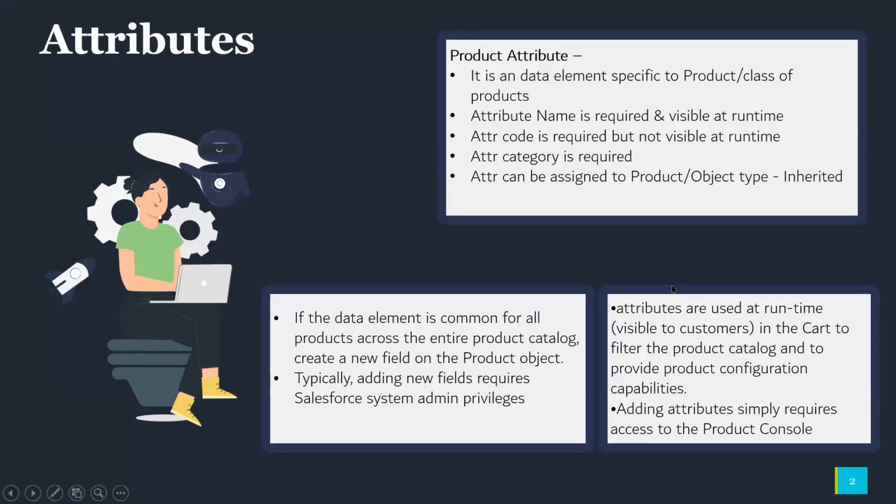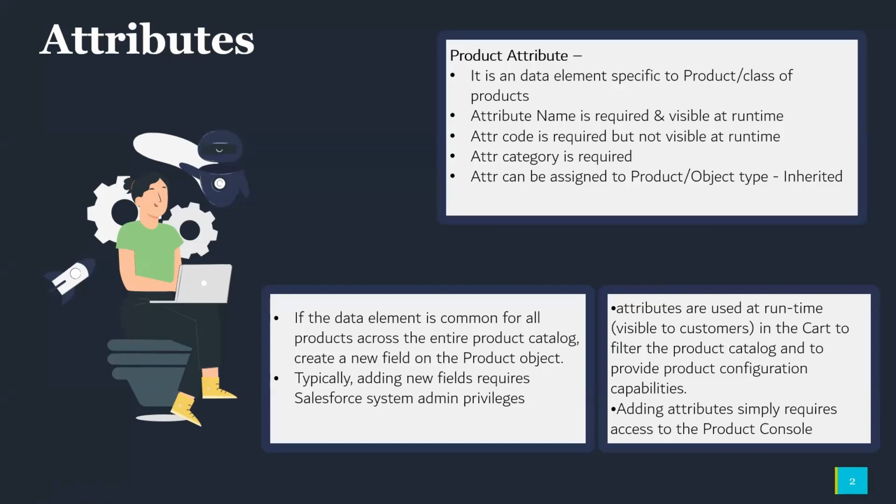So let's understand what a product attribute is. A product attribute is a data element specific to the product or class of products. Attribute name and attribute code are required parameters whenever we are trying to create an attribute. However, the attribute name is visible at runtime, the attribute code is not.